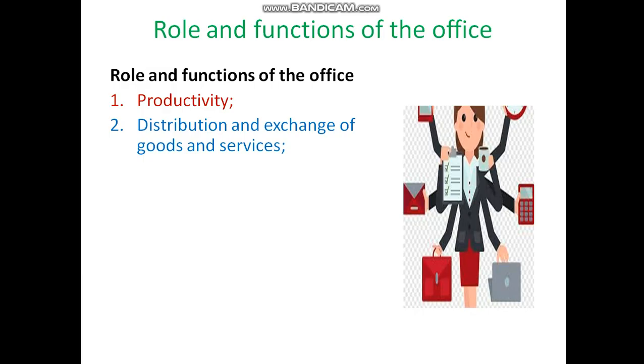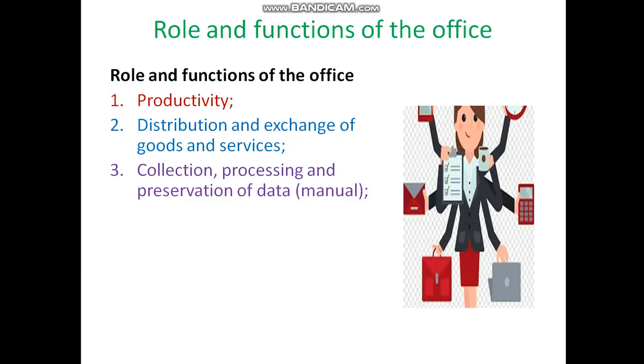Distribution and exchange of goods and services. Distribution is the process of getting product to consumers. So basically, one of the functions of the office is to make sure that distribution and exchange occur between the business and its customers. This is like making contact with the customer and giving instructions to the persons or the trucks that are delivering the goods out, making sure they know where they have to carry or distribute the goods.